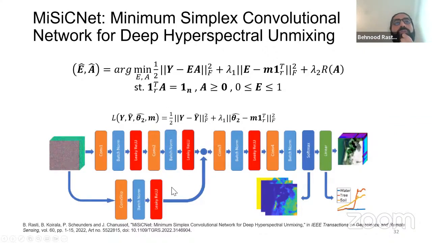We use a kind of CNN with a skip connection, with four convolutional layers in the main branch, and then one convolutional layer with the skip connection. For the abundance sum-to-one and non-negativity, we use softmax. All the details are in the paper on the simplex convolutional network for hyperspectral unmixing. In each iteration of optimization, we also hold the constraint on the endmembers. We will also work with this method later and see the performance on some datasets.